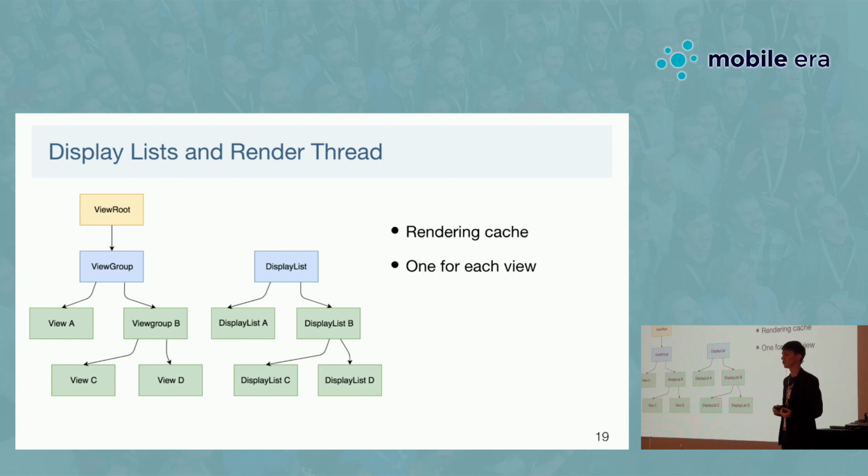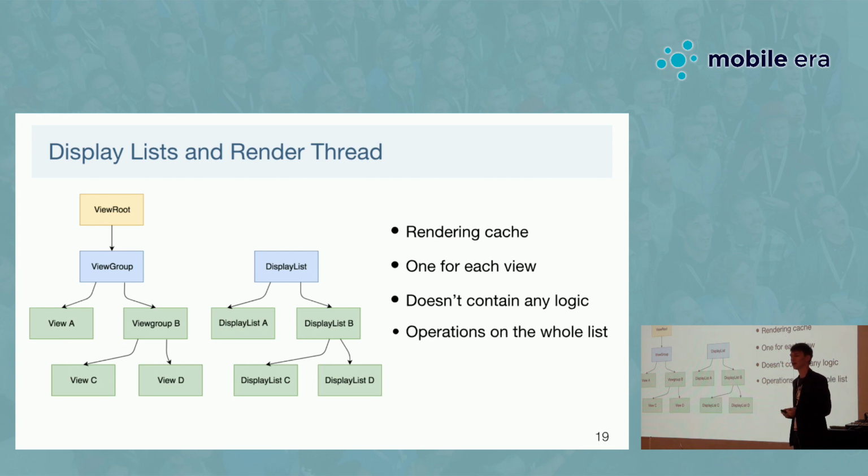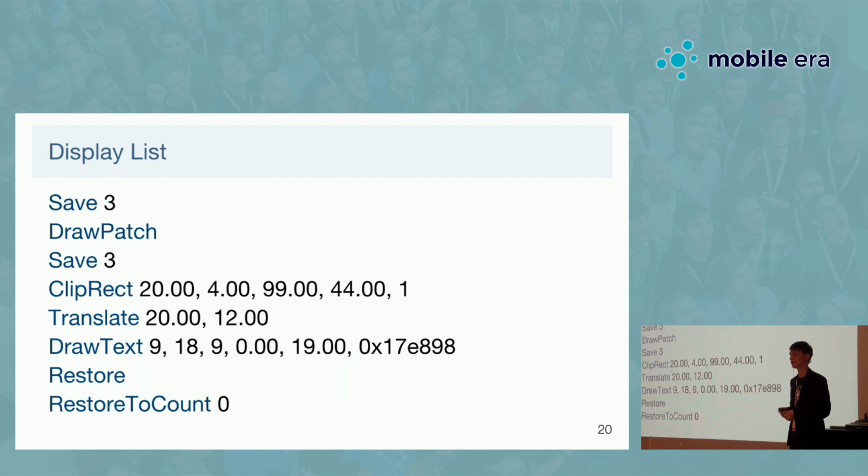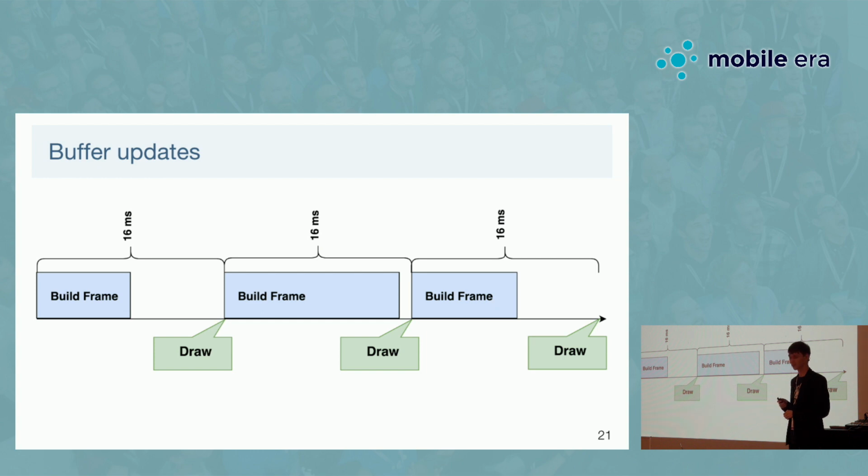And for each view, you will have one display list, and if something changes, this display list will just be changed instead of being recalculated from scratch. So it doesn't contain any logic, and you can make some operations directly on this list, for example, alpha changes or some translation, and so on. And another good thing is that you can move it into another thread, and starting from Android Lollipop, we have a render thread that produces these animations. So display lists look like this, and going back to our 16 milliseconds threshold.